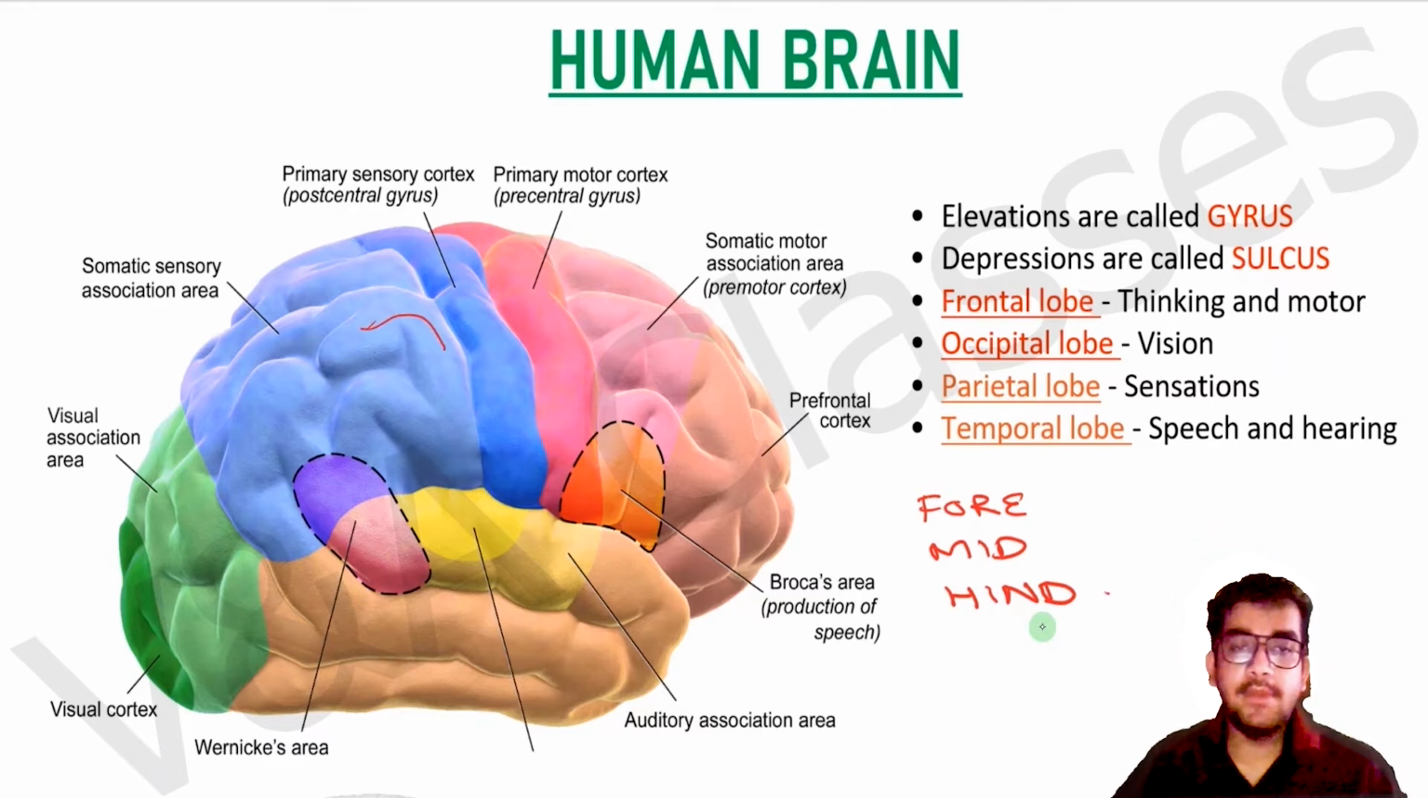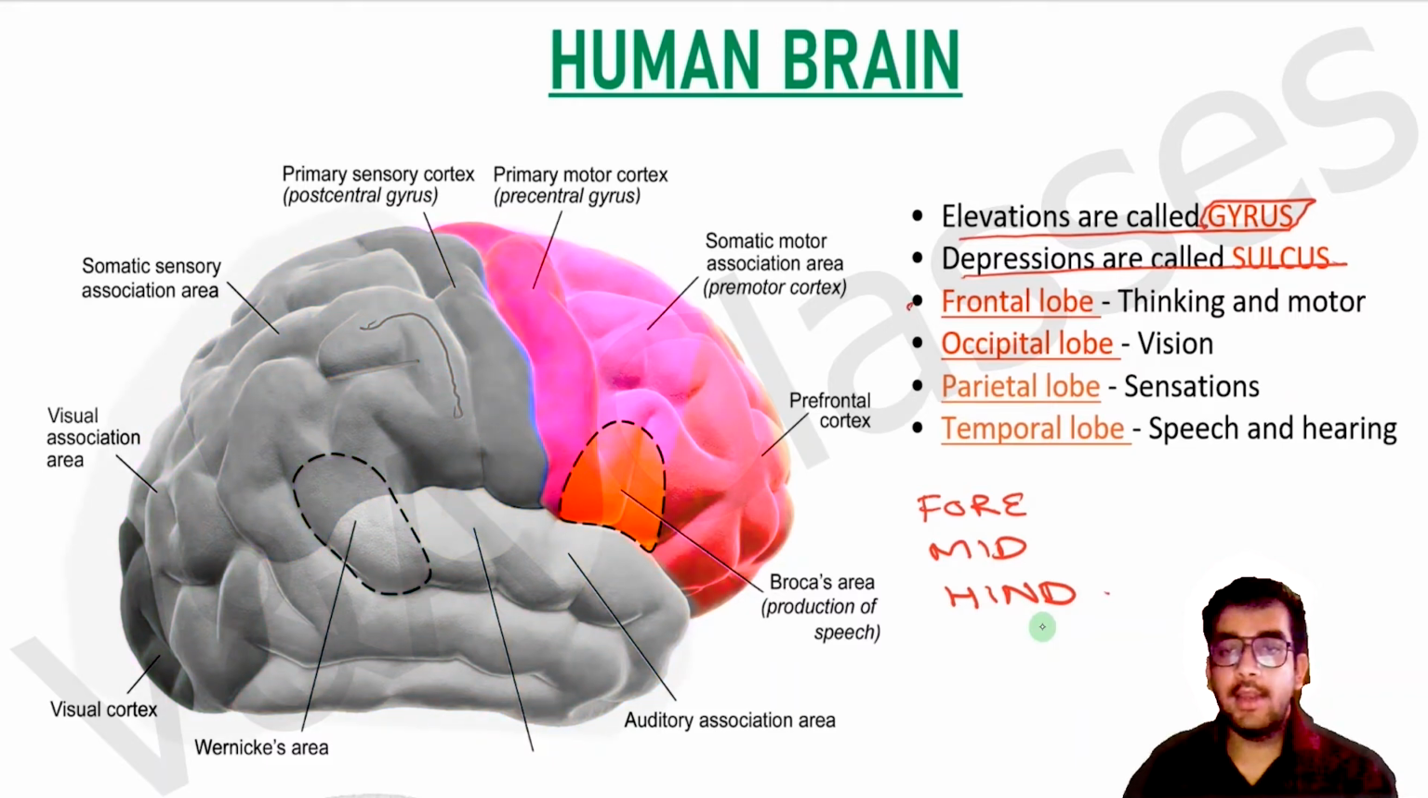These elevations that you see in the brain are called the gyrus, and the depressions in between are called the sulcus. After learning this terminology, let's come to the lobes of the brain. The brain is divided into four lobes. The foremost is called the frontal lobe.